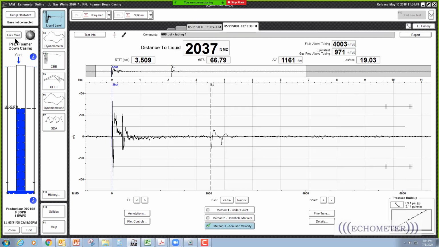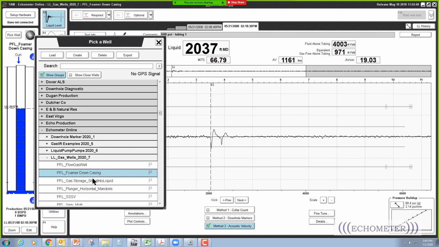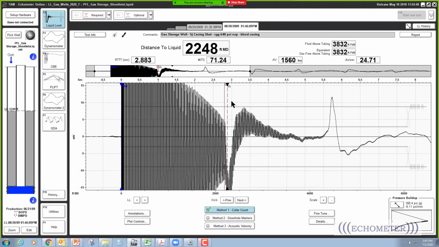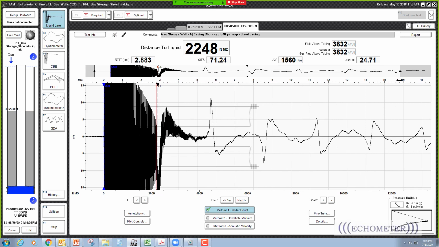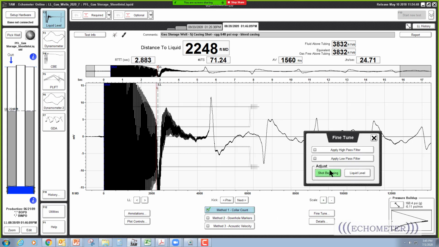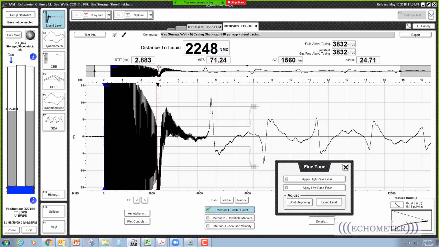Okay, that's a well. And then the next well is a gas storage well. And I like this. This is a good example because it shows us this really unusual echo. And if we look at this echo, and Ken has seen these all, he's gone even to offshore Australia and seen the same kind of echo like this. And so we're going to go to fine tune and apply the low pass filter, and see this looks like collars kind of. And so you're wondering, why is it looking like that?